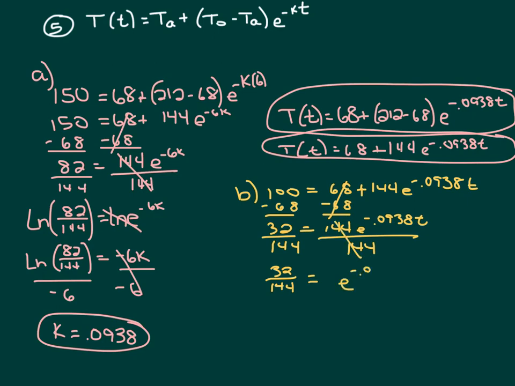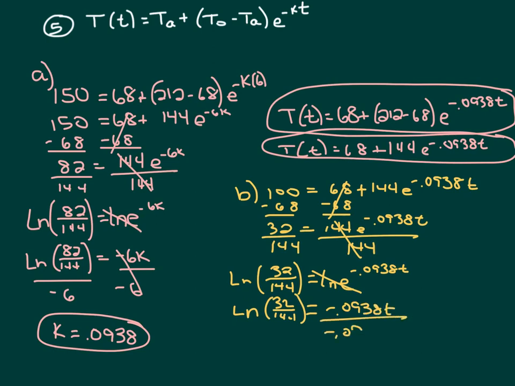Okay, and then to get rid of our e, we need to put an ln in front of both sides of the equation. So these are going to cancel, leaving us with ln of 32 over 144 equals negative 0.0938 times t. And then just to get the t by itself, just divide by that decimal that's in front of the t. And you can do this right here in your calculator. And when you do, they want you to round your answer to the nearest hundredth of a minute. So you get 16.03 minutes.